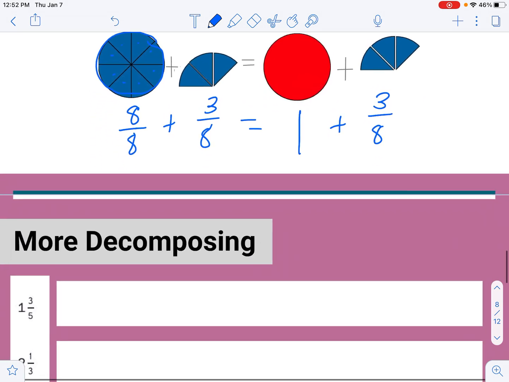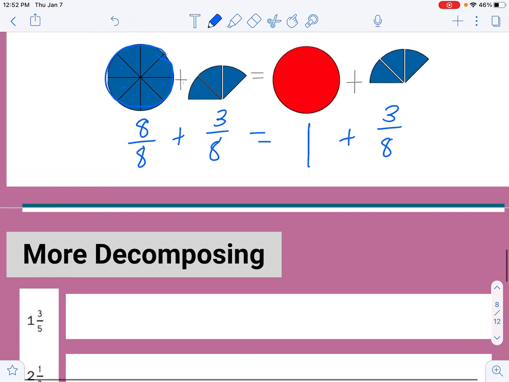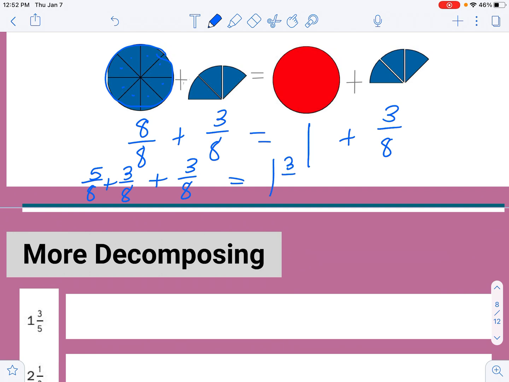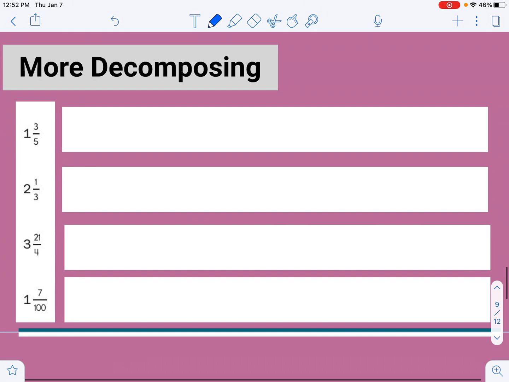Decomposing that. So we can break it down even further. I can decompose 8/8 down into 5/8 plus 3/8. And then my 3/8 here, and that's going to give me still the 1 and 3/8. So we can break those numerators up as long as we're keeping our same denominator. So let's decompose some mixed numbers.